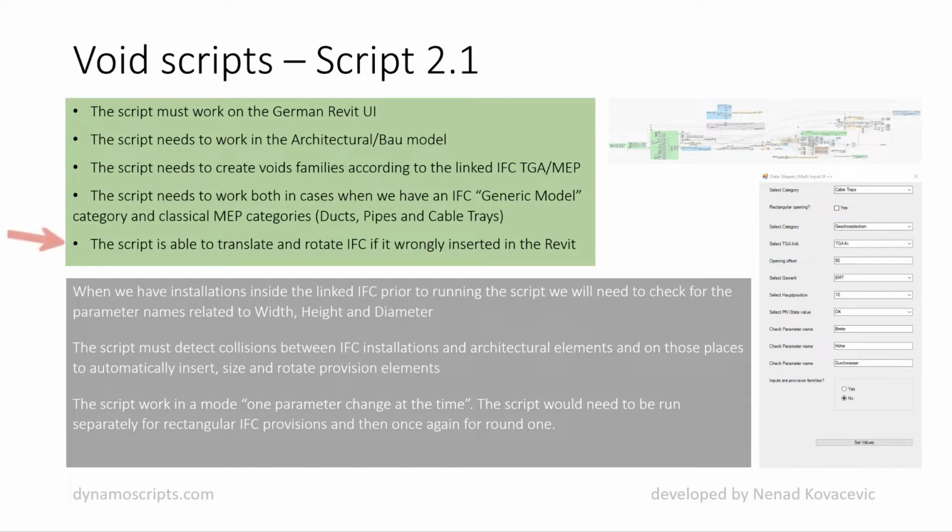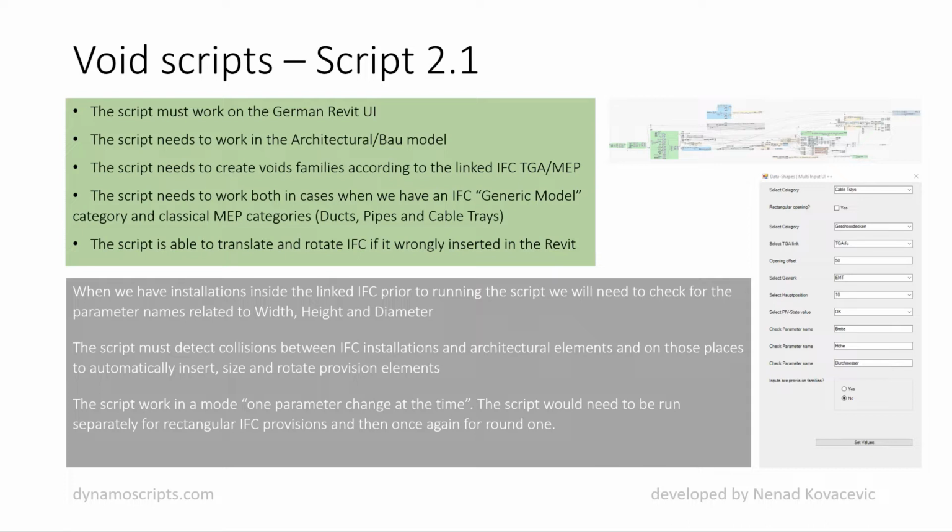Now, there is a part of the script which I did create on the customer requirement, and when somebody inserts an IFC and then manually positions it in the model, the script is able to correct that translation and rotation of the IFC, because there is a problem when you manually position the model in the Dynamo. You will see the elements on that location where you originally inserted. That part I will not show in this video.